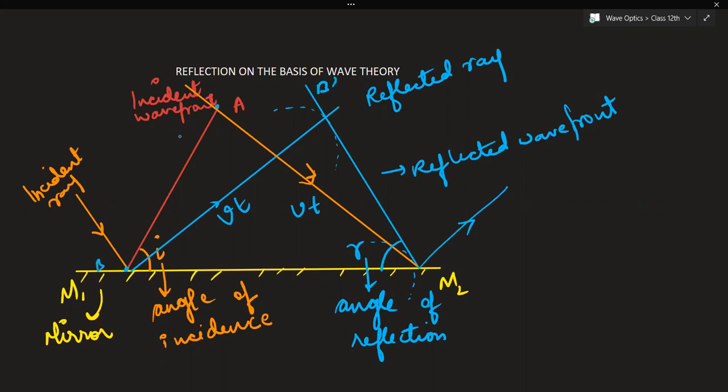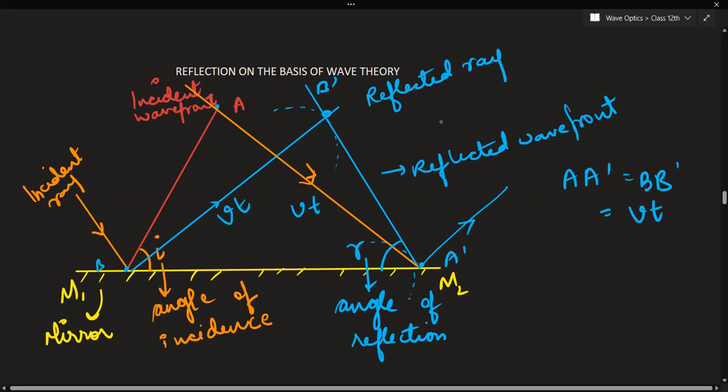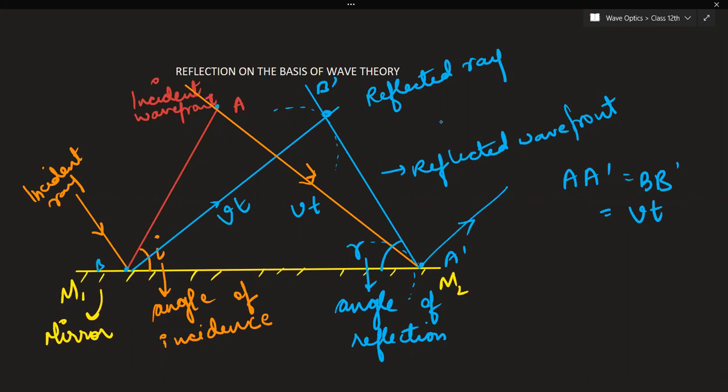Let's name this also. This point B dash, this point A dash. A, B, A dash, B dash. So A dash B dash, this is equal to B dash. In practice and through experiment, it has been found that this line and this line, the new incident wavefront and the reflected ray, both are equal. And equal to what? Because both are VT. That's why they are equal.